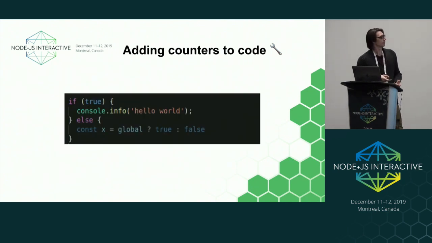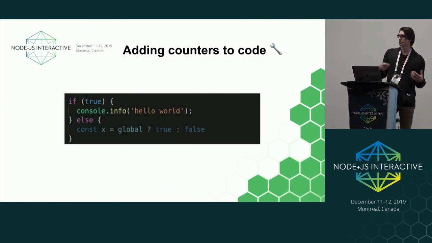So let's take this really simple program here. It's an if statement with an else statement in it, and it doesn't look like that else statement's probably going to run. But all this program's going to do is it's going to run hello world in that if block. So imagine that we wanted to instrument this for coverage. How might we do that?